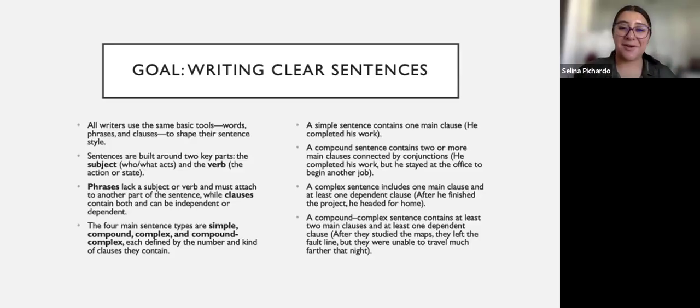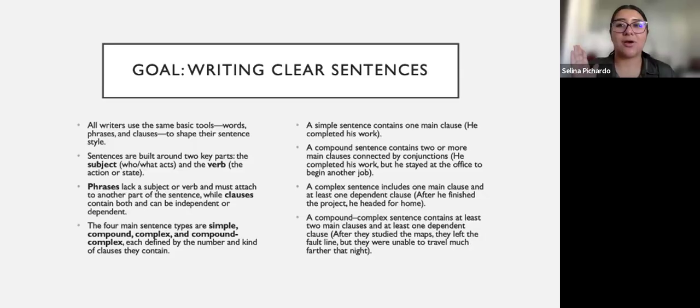And then a compound complex sentence contains at least two main clauses and at least one dependent clause. So this is just where you have two separate sentences that are connected to another half of the sentence. So as you can see, after they studied the maps, they left the fault line, but they were unable to travel much further that night. That's usually where you have the same theme, two topics that connect to that theme, and then an independent clause.